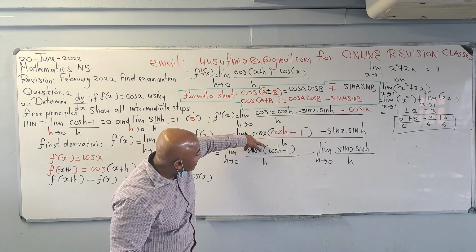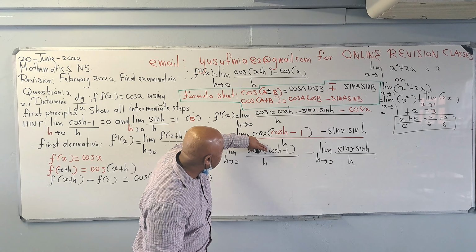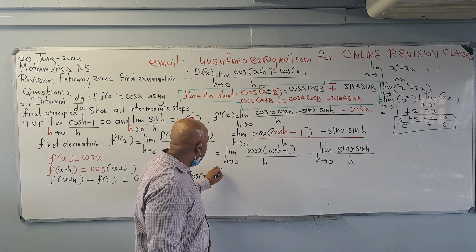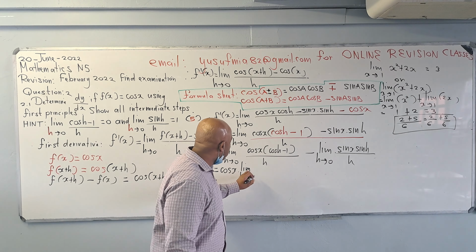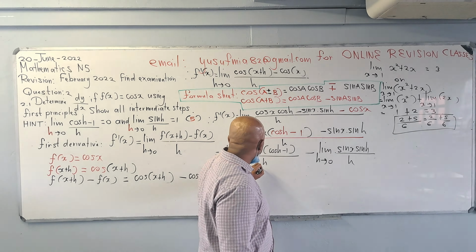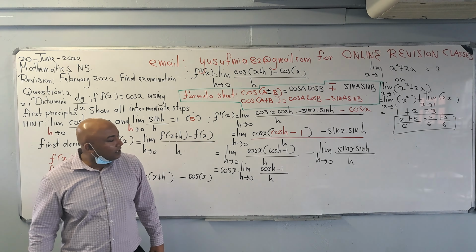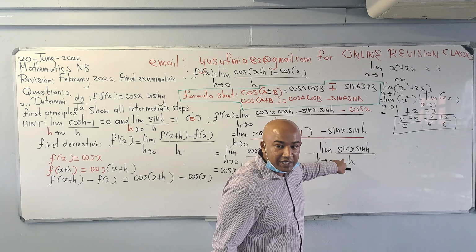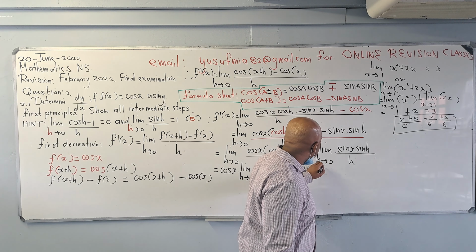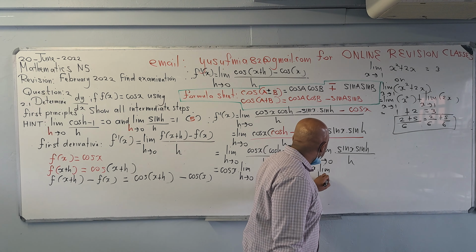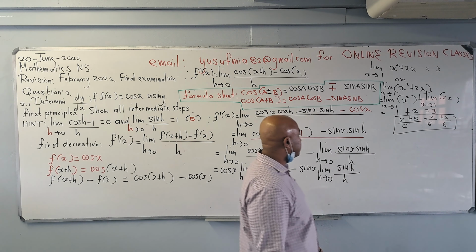So therefore, cos of x is not affected by this number. So I'm only substituting here. I can take the cos x, write it neatly in front. So now I got my cos x times the limit as h approaches 0 of cos h minus 1 over h. So that is term 1. Here, sine x is not affected by h. So that's minus sine x times the limit as h approaches 0 of sine h over h.